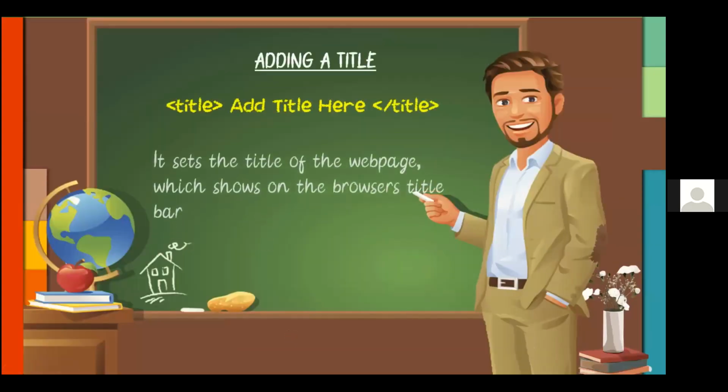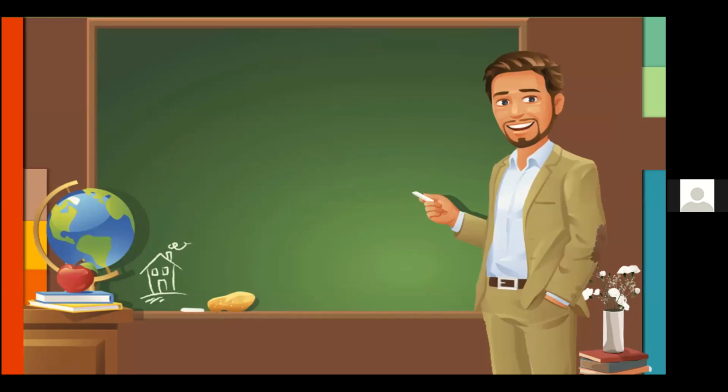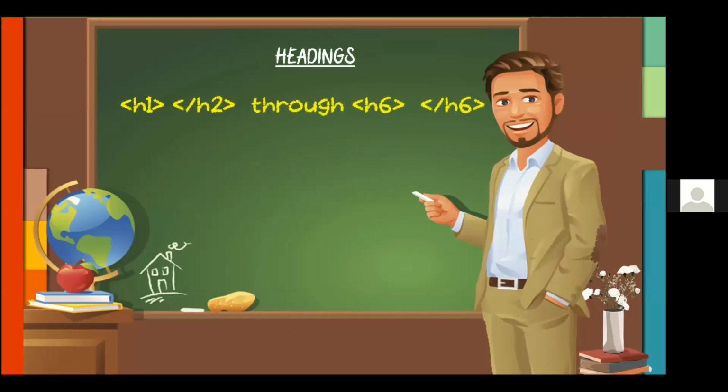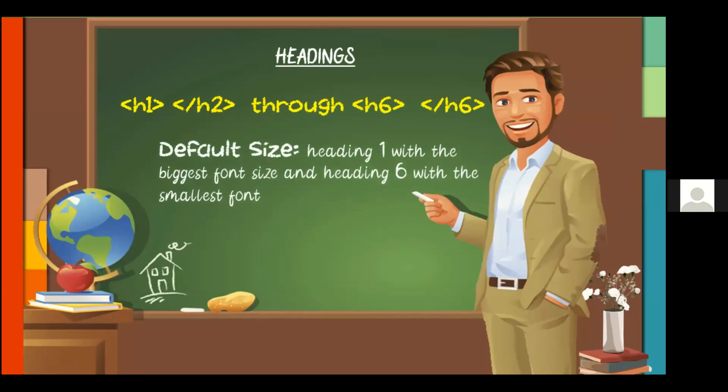So we are done with the title. Next is the headings. Different levels of HTML headings are defined with the H1 through H6. H1 stands for heading number 1, and heading tags always go inside the body tags. Remember that heading tags always go inside the body tag. These are the visible components.